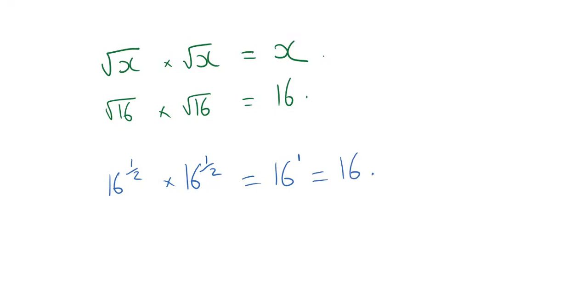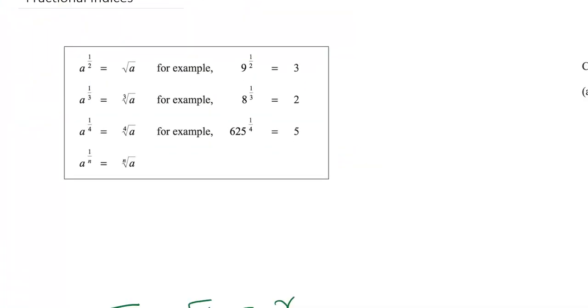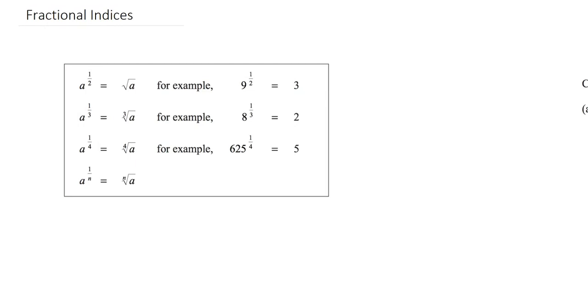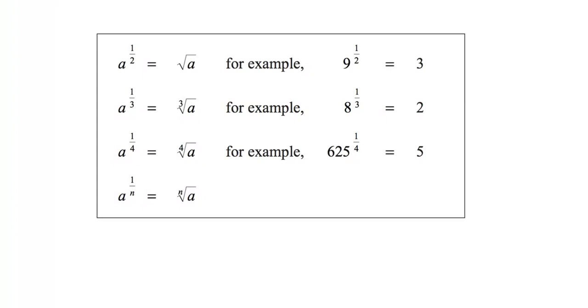Now, the only logical conclusion that I can draw from this is that it must be that the power of a half is equivalent to the square root symbol, okay? And that is where this is coming from. If I raise something to the power of a half, it means square root. And we can extend this on further to cube roots and roots to the fourth root or the fifth or any root, okay? And this box here is the most important part of this lesson.